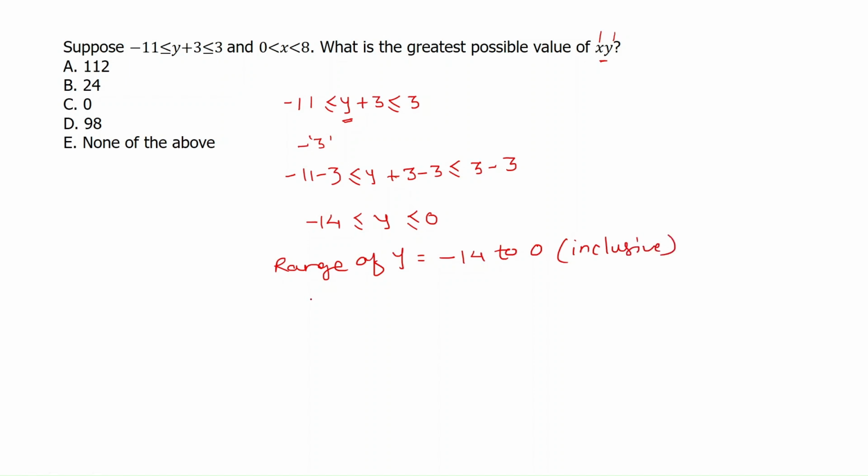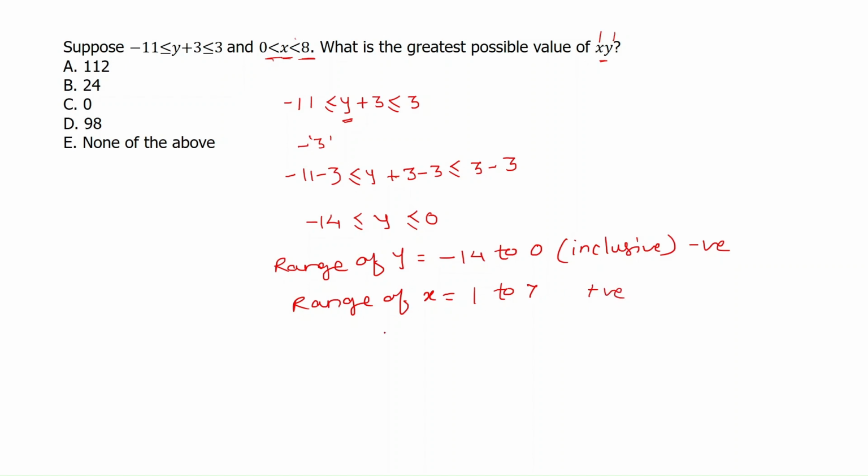And the range of x, we already have that 0 is less than x is less than 8. So this is not inclusive. So the range of x will be 1 to 7. If you see the range of y, each number is negative except 0, and for x it's positive.